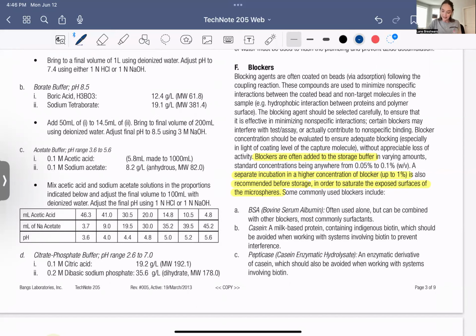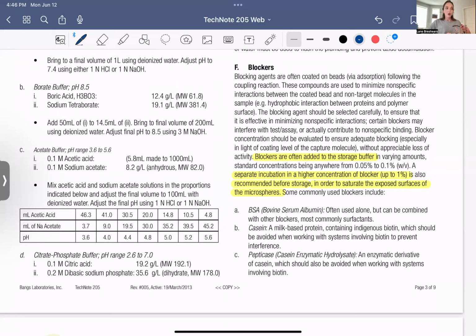And they're often added to the storage buffer in varying amounts. A separate incubation and a higher concentration of blocker, up to 1%, which is pretty high, is also recommended before storage in order to saturate the exposed surfaces of the microspheres. And that's that blocking step.